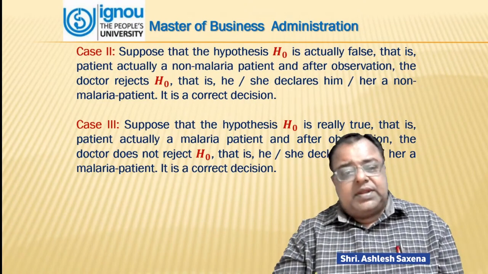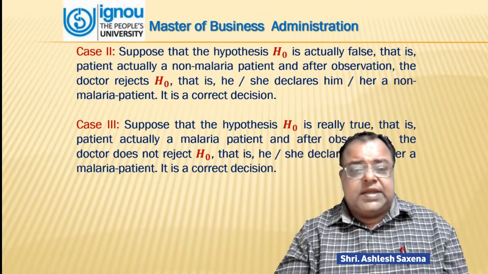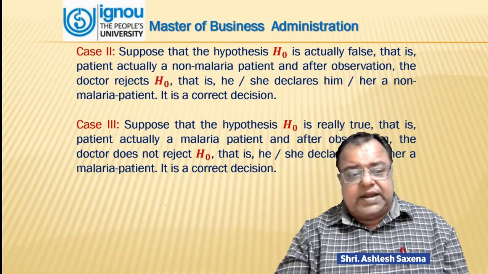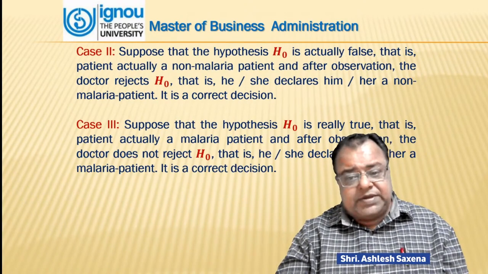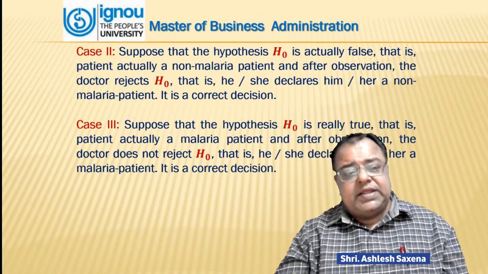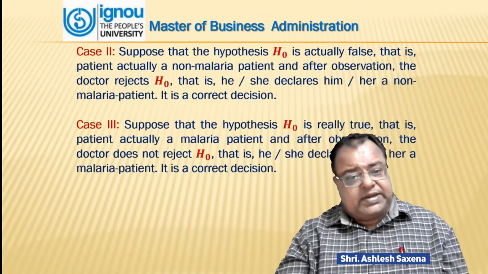Case 3 is, suppose that hypothesis H0 is really true. That is, the patient is actually a malaria patient, and after observation, the doctor does not reject H0. That is, he or she declares him or her a malaria patient. It is a correct decision.